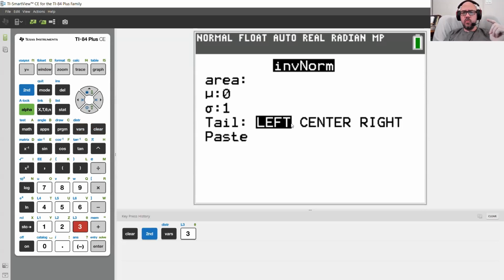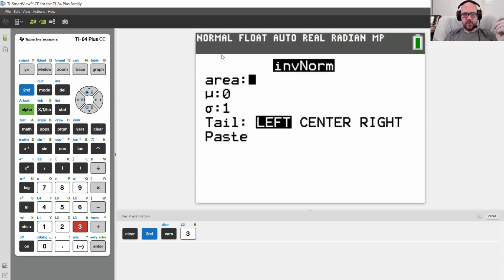Now, in your calculator, you may or may not have this left, center, right option. I think the really new ones do, and the older calculators don't. I wish the emulator didn't have it because most of my students don't have this, maybe 10% do. But anyway, I'm just going to leave it on left. I'm not going to use this just because most people don't have it. So area is the area to the left. The area to the left of the number that I am looking for is 80%.